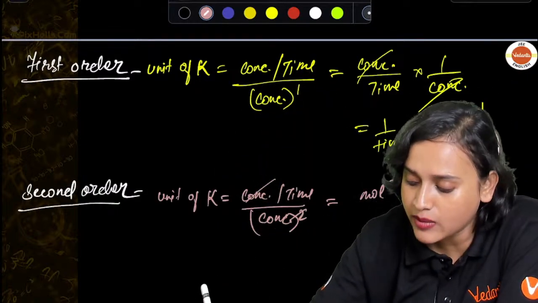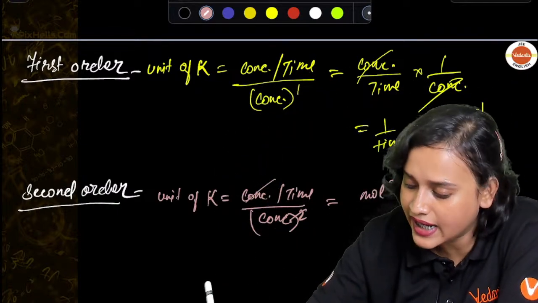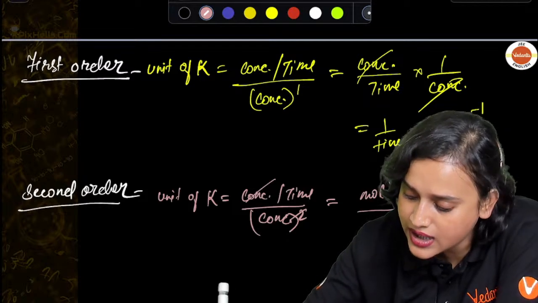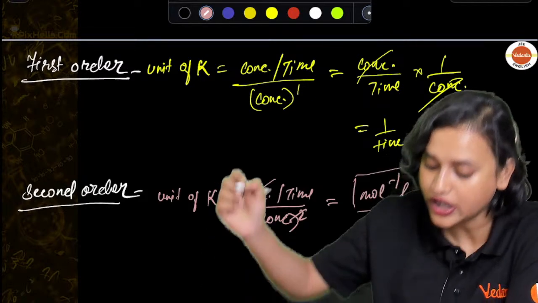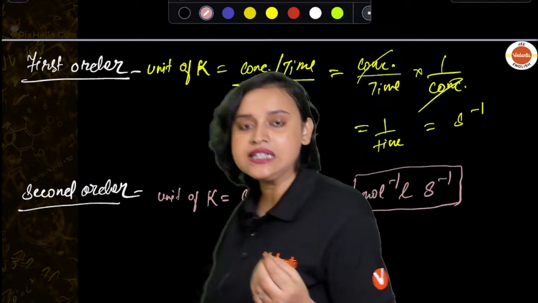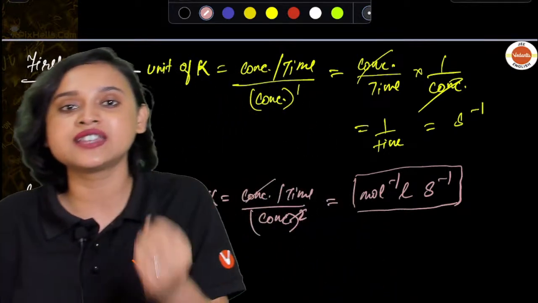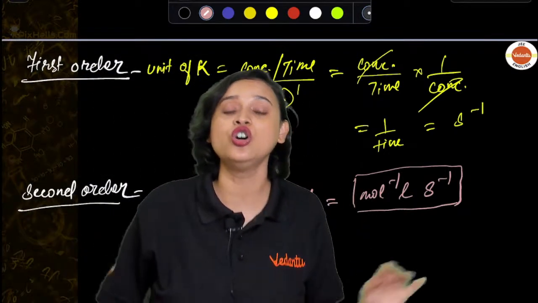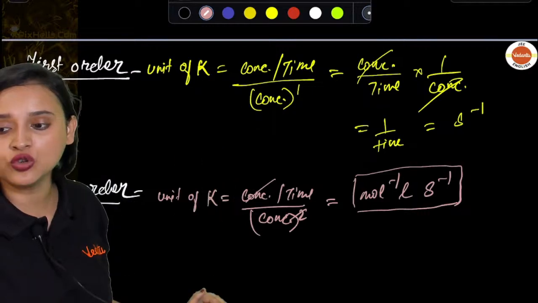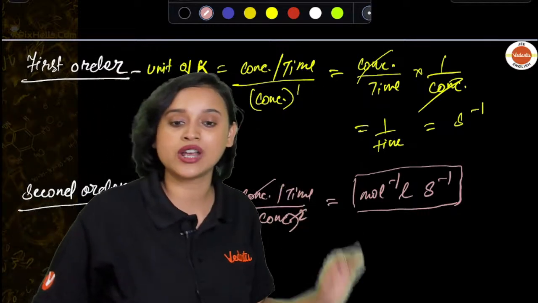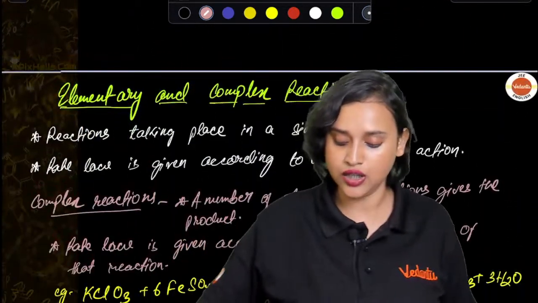So mole to the power minus 1, L will remain as it is, and S to the power minus 1. This, my dear student, is your unit. Don't get confused. It is very easy to get confused between second order and zero order. Please make sure that you know what is the difference between the two. Such kind of questions may come in your JEE, okay?